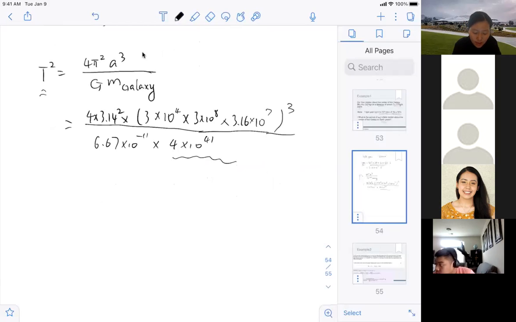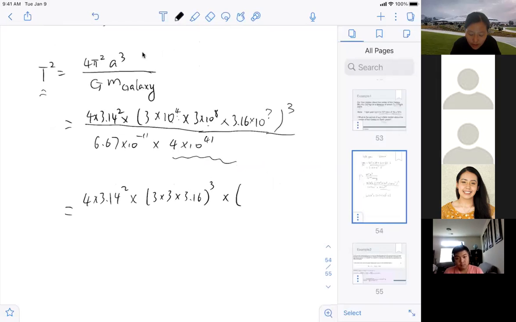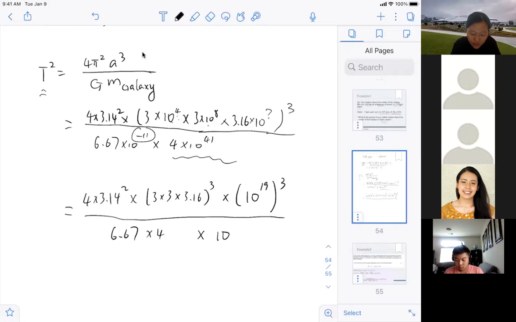So we will group all the tens together. What you need to enter into the calculator are the ones without the tens. So it's 3 times 3 times 3.16 to the power of 3. And the rest will be the tens. So this is 10 to the 4, 8, 7, right? So this will be 10 to the power of 12 when you multiply these. 12 plus 7, that's 19, to the power of 3. So I'm going to move all the tens together. And here, the negative 11 plus 41 is 10 to the power of 30. So what you really need to calculate in your calculator is just this part. This part we'll leave alone.